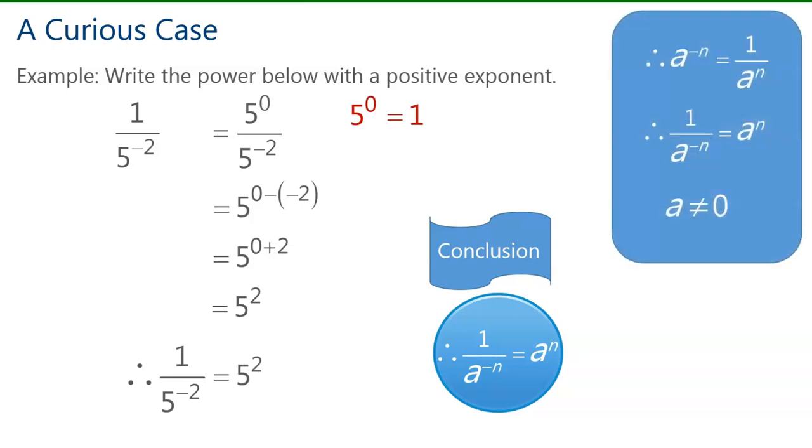So now we have two rules. A to the negative n equals 1 over a to the n, but 1 over a to the negative n equals simply a to the n. A can't be 0 in either case.